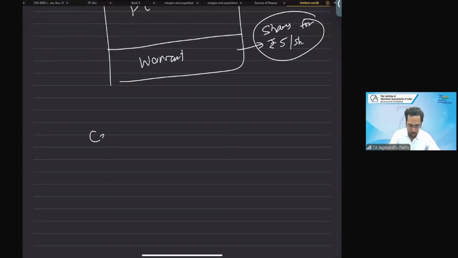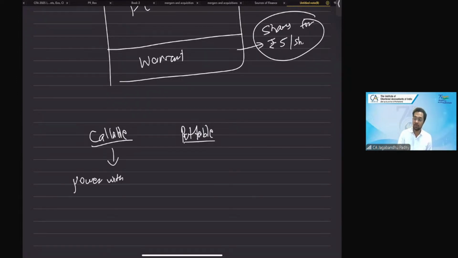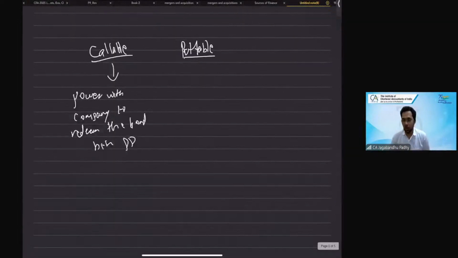There is something called a callable bond and a puttable bond. What is a callable bond and a puttable bond? In a callable bond, there's a power with the company to redeem the bond before the due date. So in case of a callable bond, the company has a power to redeem the bond before the due date.